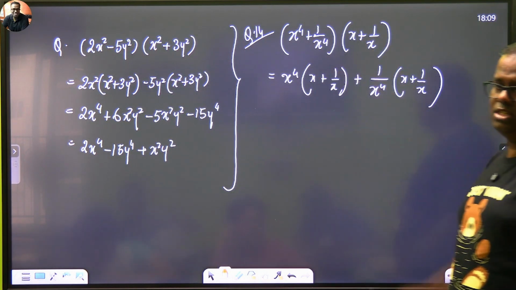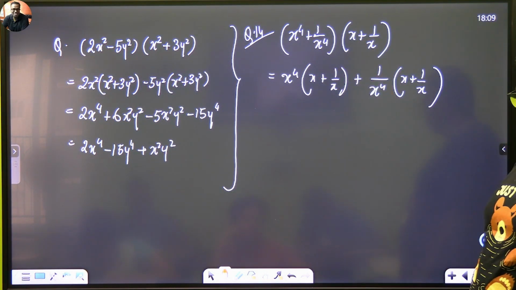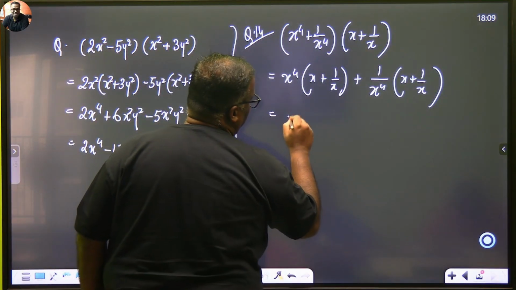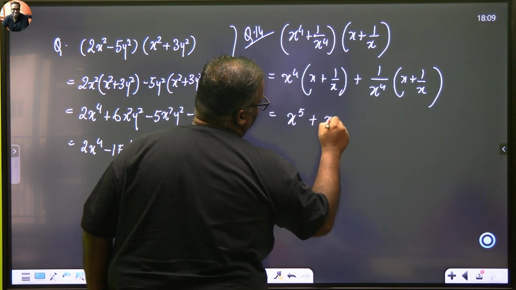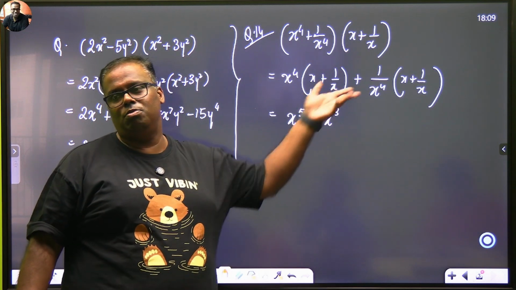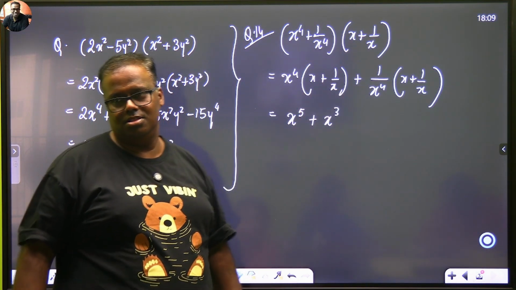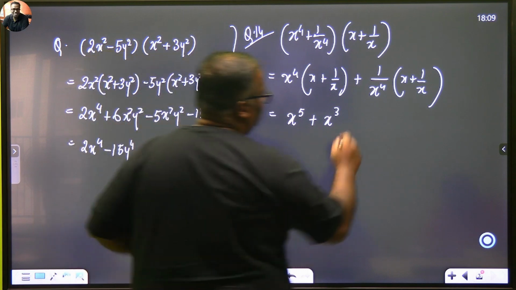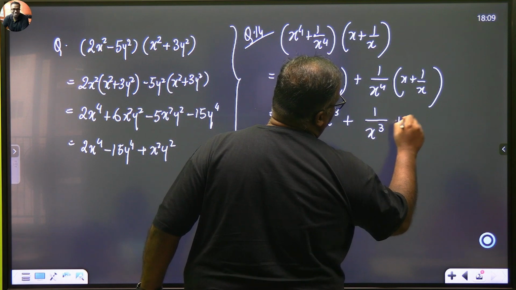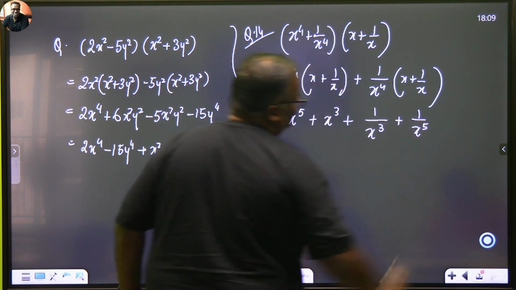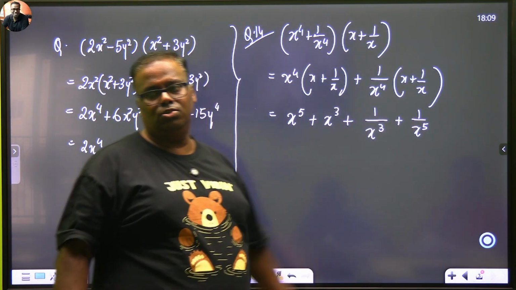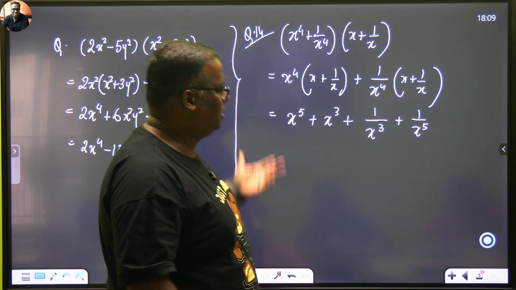This fellow goes and raids this bracket. This fellow goes and raids the bracket. Understood? Now it will be mono into bino. So this becomes x to the power 5 and this becomes x to the power 3. x to the power 4 divided by x is x to the power 3. 4 minus 1 is how much? 3. Then what do we have? We have 1 by x to the power 3 and then plus 1 by x to the power 5. And now we need to write them, and they're already in proper order. This is the answer.